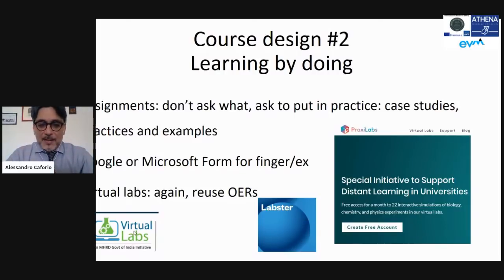These are just 3 examples. Virtual Labs, this is an Indian initiative. Labster and Praxilabs, all 3 are providing free access to their laboratories. In some cases, they are complex simulations. In other cases, they are more on the creative side, and they are addressing STEM courses. So science, technology, engineering, pretty much the ones that need virtual simulation in order to let students perceive how things are working and to put into practice the theoretical knowledge that otherwise is just theory.